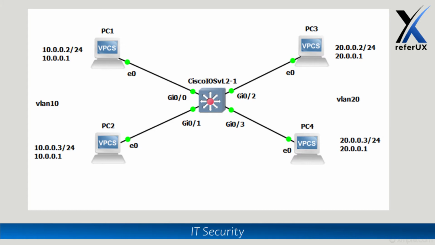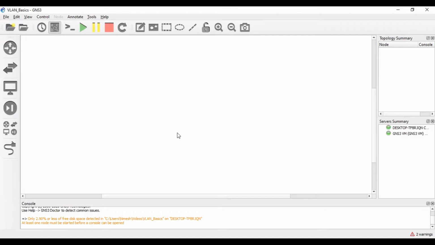During this lab, we'll see how we can configure VLAN in a layer 2 switch, how to assign ports into different VLANs, and how to communicate inside the VLAN. In the next tutorial, we'll see how to configure communication between VLANs. So let's begin.